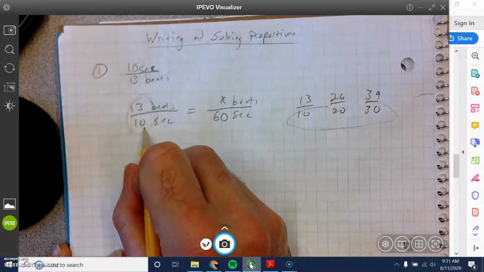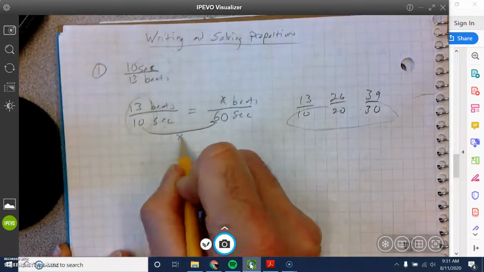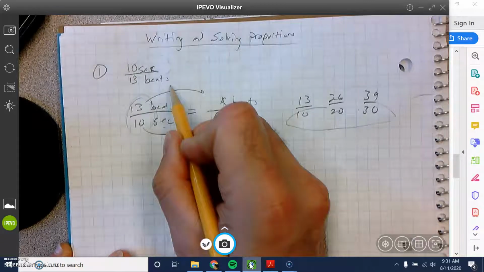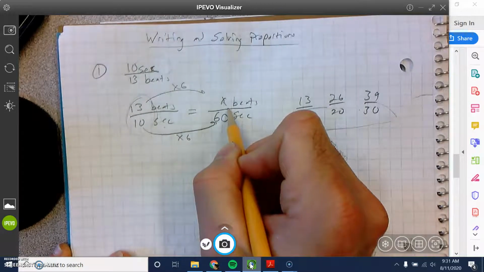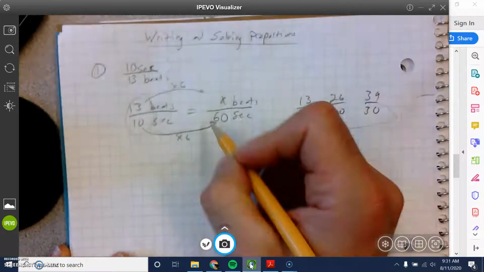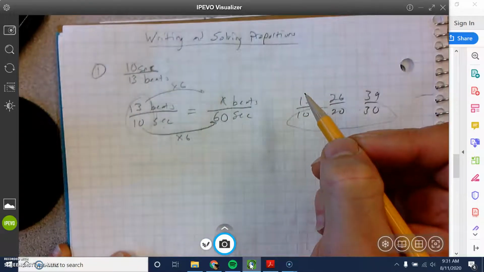What's another thing you see? Oh yeah, look, the denominator is times 6. So the numerator, 13 times 6, is going to get me my answer. Whatever you do to the numerator, you do to the denominator. That's how you make equivalent fractions, in this case equivalent ratios.